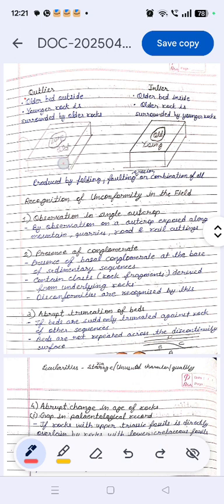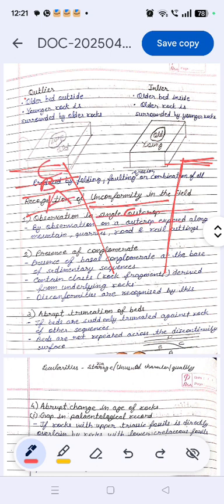Suppose this is a fault. This is Horst, this is Graben. A, B, C, B, A, C, B, A. Here C is the younger layer and A is the older layer.